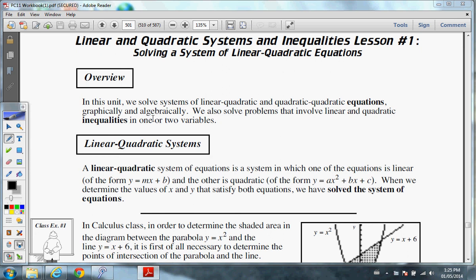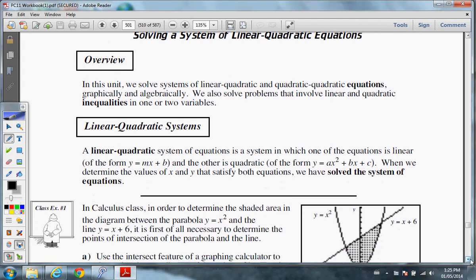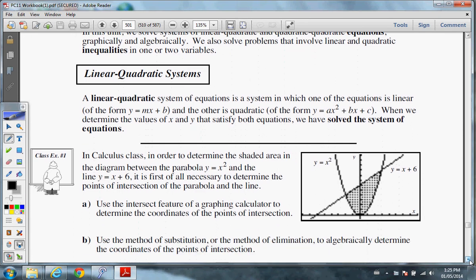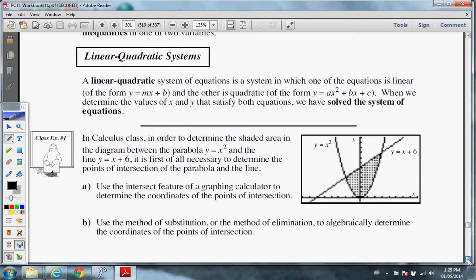So Unit 4, Lesson 1. Going through systems of linear inequalities and quadratic systems. So we're talking about straight lines and parabolas where they cross.